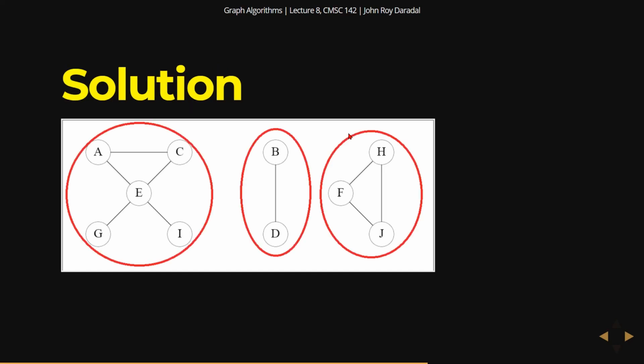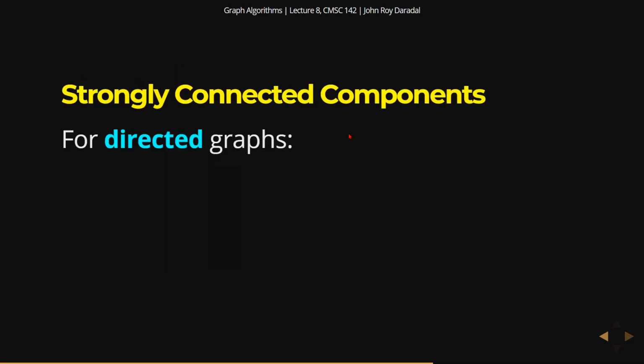That's pretty simple, right? Just run BFS at the nodes, and then whichever nodes it uncovers or discovers during that run of BFS, that would be part of its connected component. And then you go to the next node that hasn't been visited yet, and then run BFS again, and so on. Okay, so that is undirected connectivity. Let's now go to strongly connected components. And how is this different from the previous one?